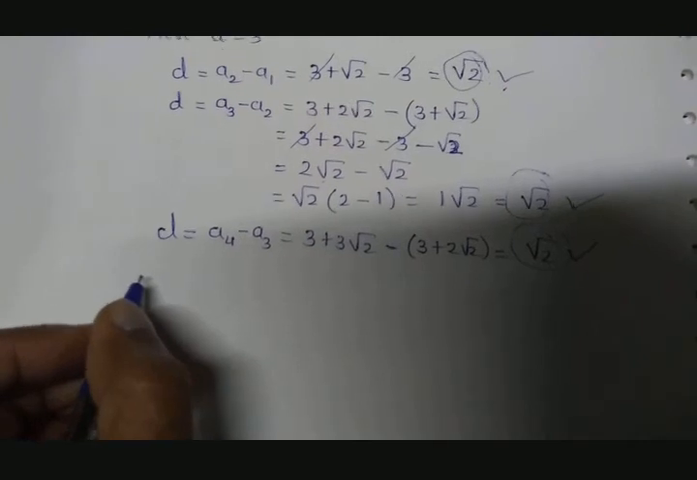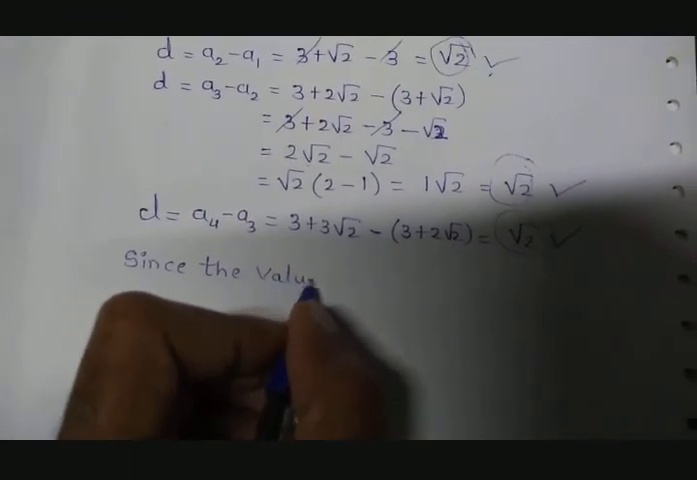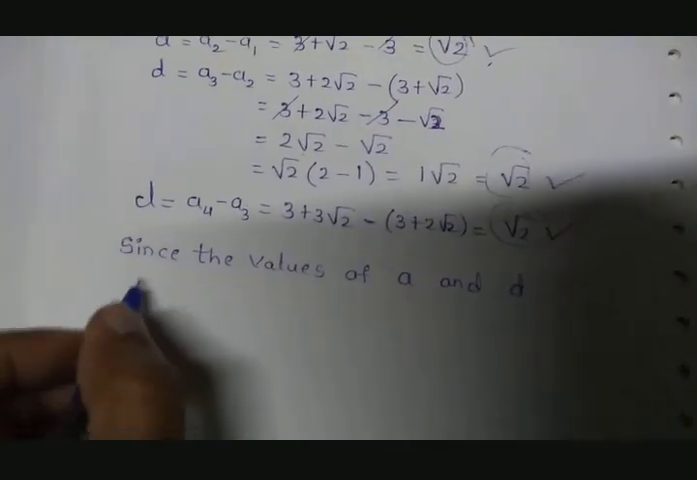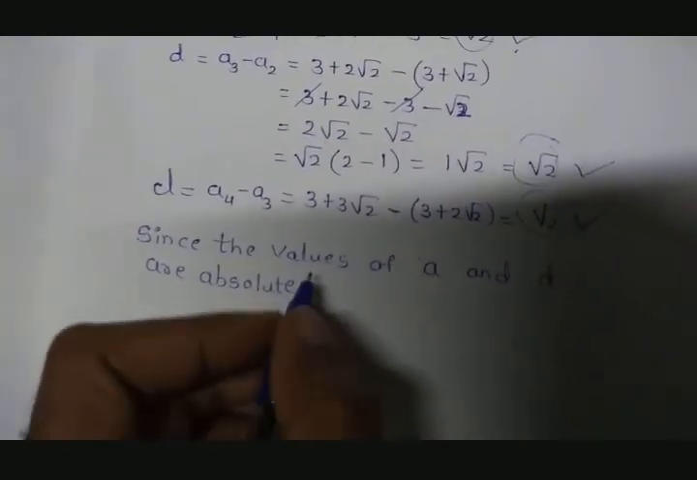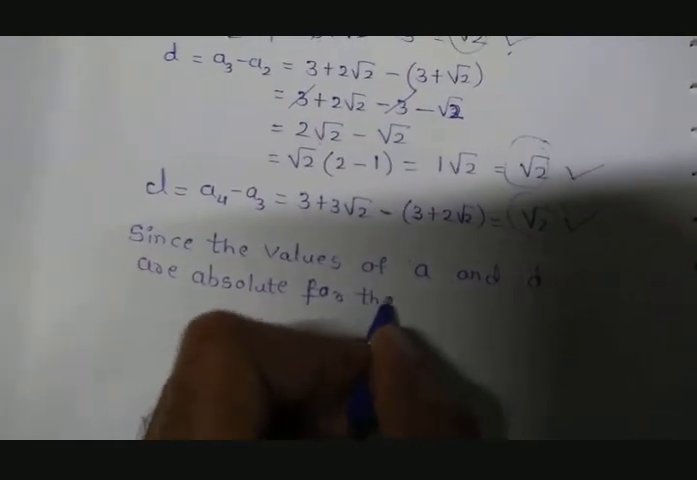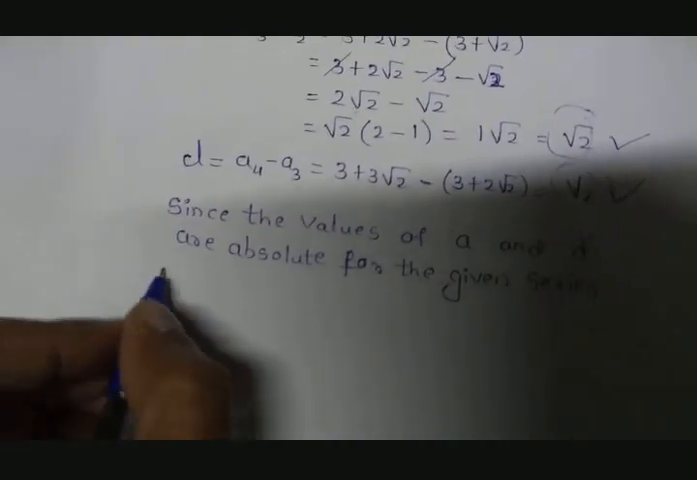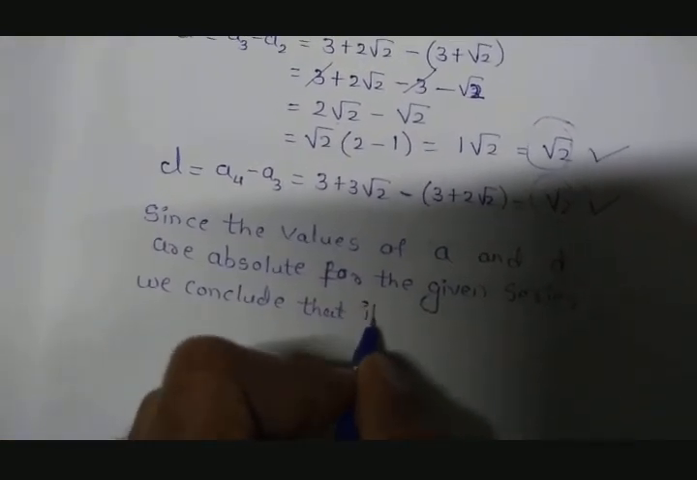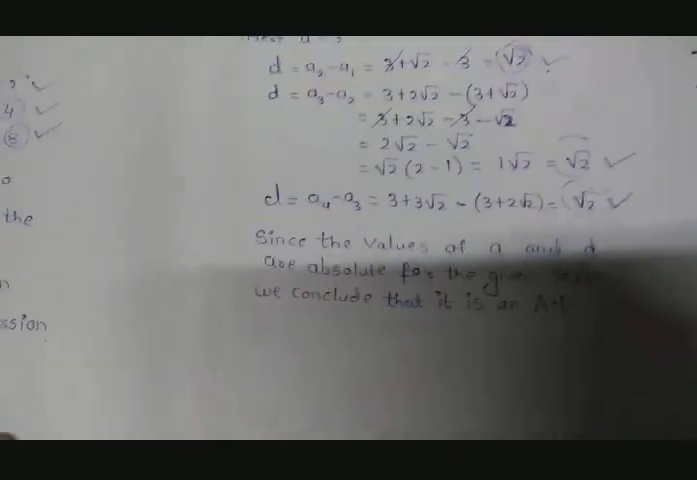And hence we conclude that since the values of a and d are absolute, it means they are constant for the given series, we conclude that it is an arithmetic progression. So the problem does not end here.